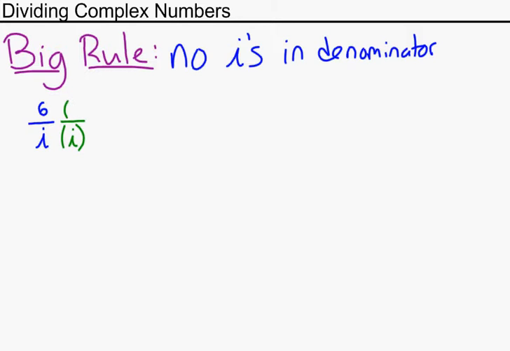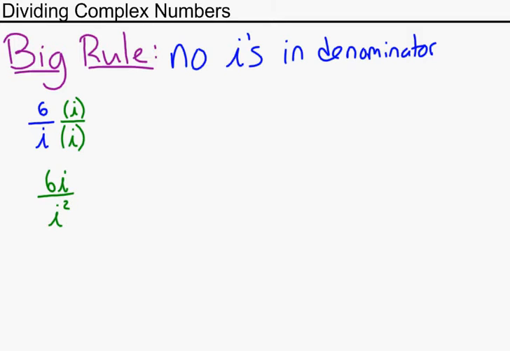But in order to make sure that I don't change my fraction, I also have to multiply the top by i, because we know that i over i is really just the number 1. A really complicated way of writing the number 1, but it's the number 1. So if I do the multiplication in numerator and denominator, I get a positive 6i in the numerator, and I get i squared in the denominator.